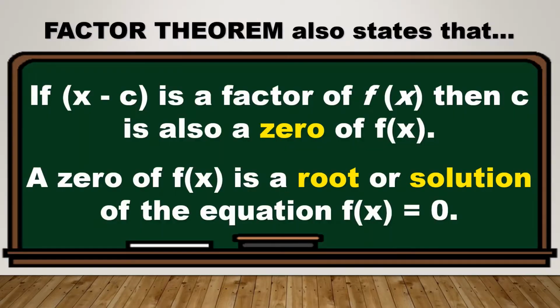Factor theorem also states that if x minus c is a factor of f of x, then c is also a zero of f of x. A zero of f of x is a root or a solution of the equation f of x is equal to 0. Aside from the factors, we have to look for zero, root, or solution. These three terms here mean the same. So zero is the same as root and the same as solution. And these are all the values of x.